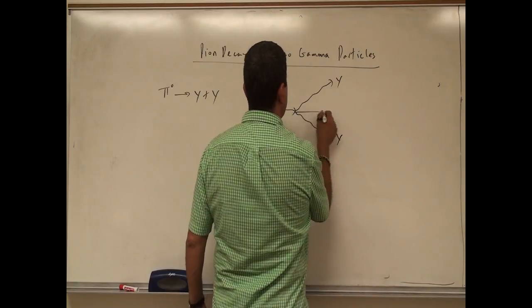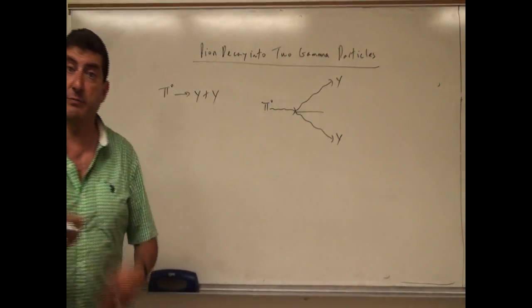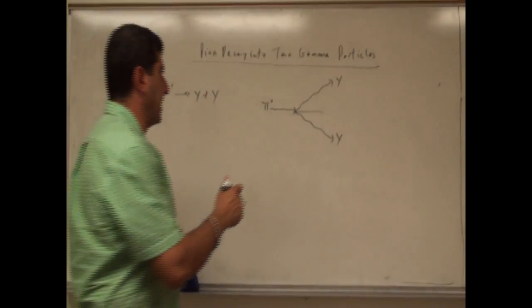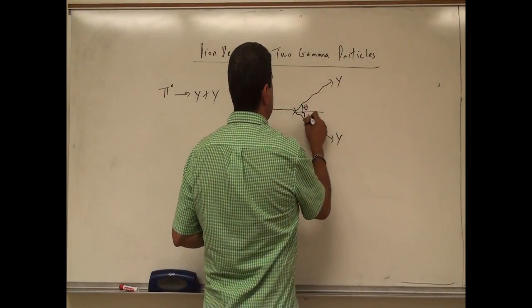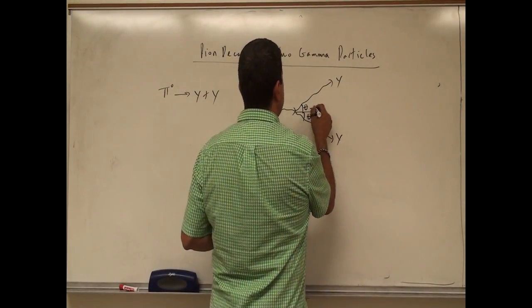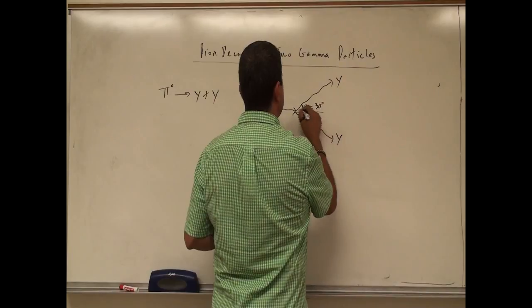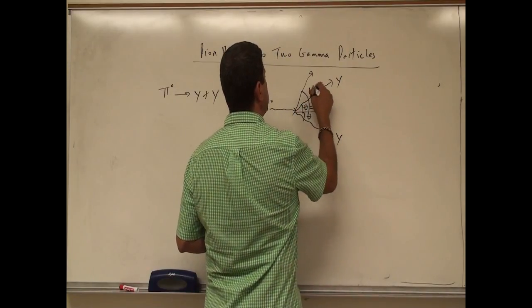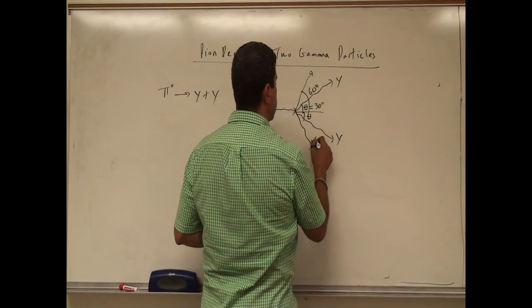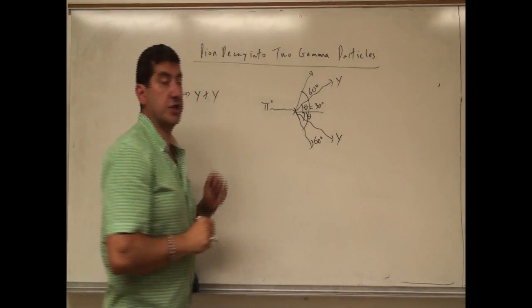And then each gamma ray particle can have the same angle, but it can be different angles. So let's say this angle here is theta. What's going to happen if the angle theta is 30 degrees versus the angle theta is, let's say, 60 degrees? What is going to be the initial kinetic energy?